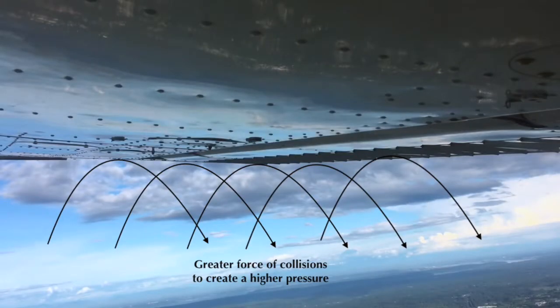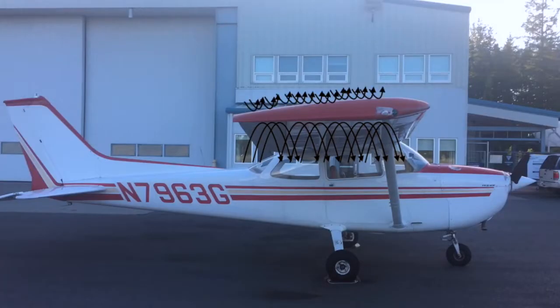But how does lower velocity create higher pressure? Great question. A simpler way to think of pressure is how many collisions there are. When air moves slower under the plane, the collisions will have a greater force and the pressure will be higher. And when air is moving over a plane quickly, the collisions will have a smaller force.